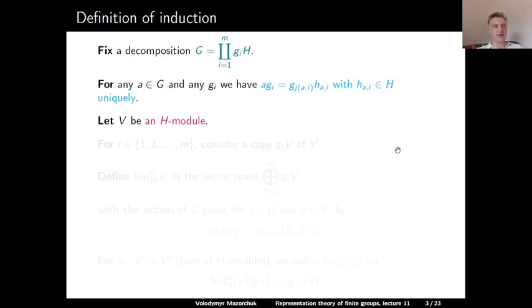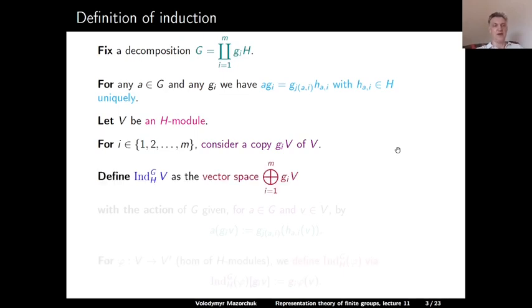So now let V be an H-module. For any i from 1 to m, we consider a copy of this H-module V, which we denote by g_i V. So we should think about this as a copy of V on which we act by the element g_i. So we define the induced module as a direct sum of all these copies. So this defines this module as a vector space.